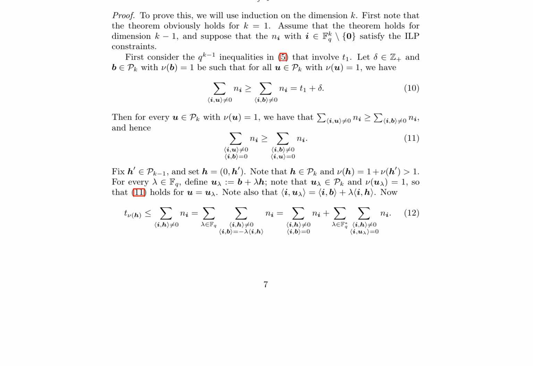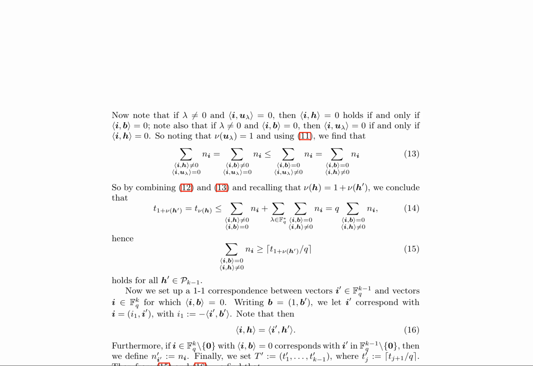The proof also involves fixing a vector H in P_(k-1) and defining a vector U_lambda in P_k, and using these vectors to establish the desired inequality. The authors further develop their mathematical framework, examining the relationships between variables and inequalities. They delve into the conditions under which certain equations hold, and the implications of these equations on other variables.